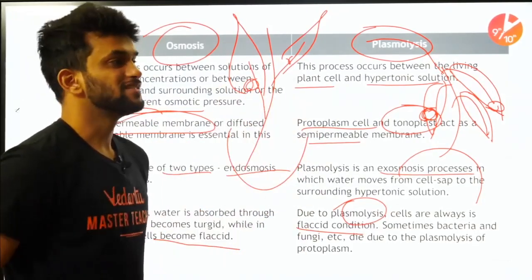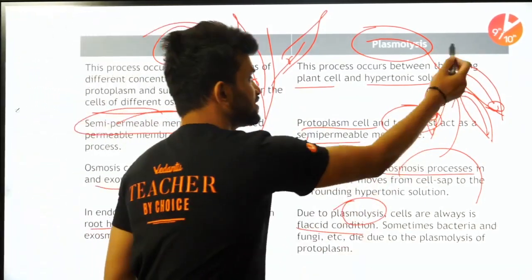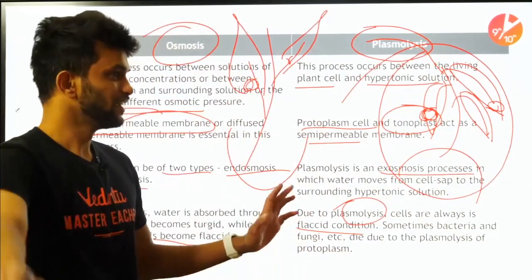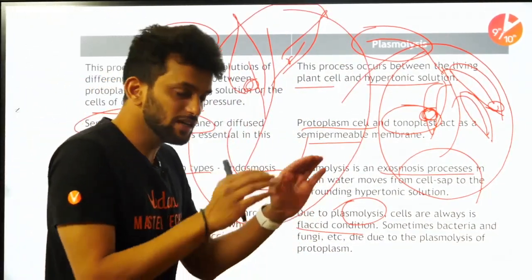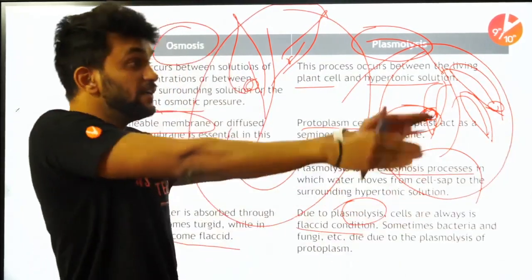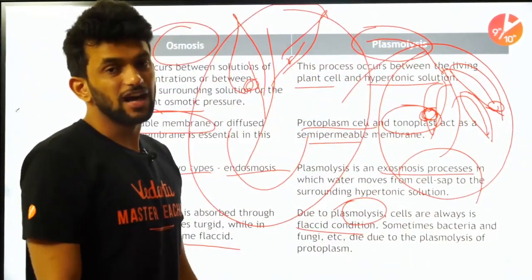It has lost its water, just like someone who loses his property. This poor leaf has lost its property, while this one has got its property, so it's a happy leaf. Are you getting my point? If the leaf is like this, that is flaccid. If the leaf is like this, that is turgid.